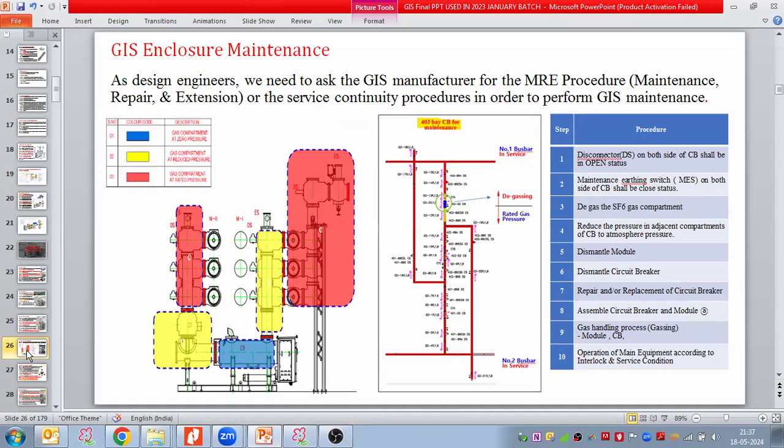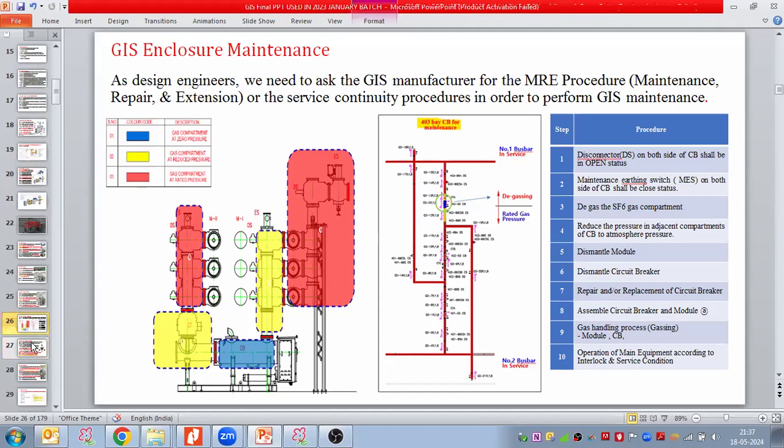As the GIS manufacturer, we need to ensure that we give a proper MRE document, and we also need to comply with the service continuity. Both are the same, but proper documentation and requirements have to be followed. Okay, thanks. I'm taking the confirmation from you as well because when engineers do their project, they should know which document is required and from where they will get it. Okay, thanks, Amal.